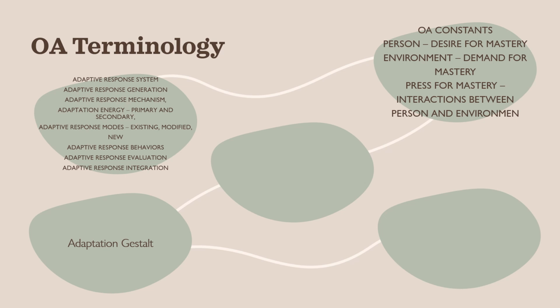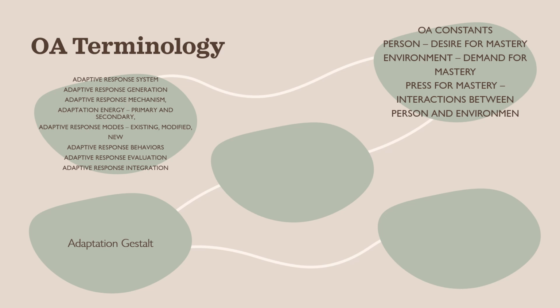Then we have the OA constants, which are your person that has a desire for mastery, your environment, which gives you the demand for mastery, and then between the two, you have a press for mastery. So we'll talk about all of these words.